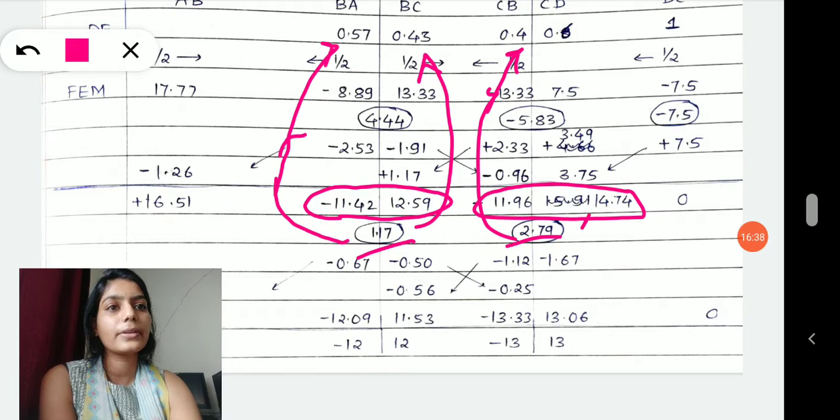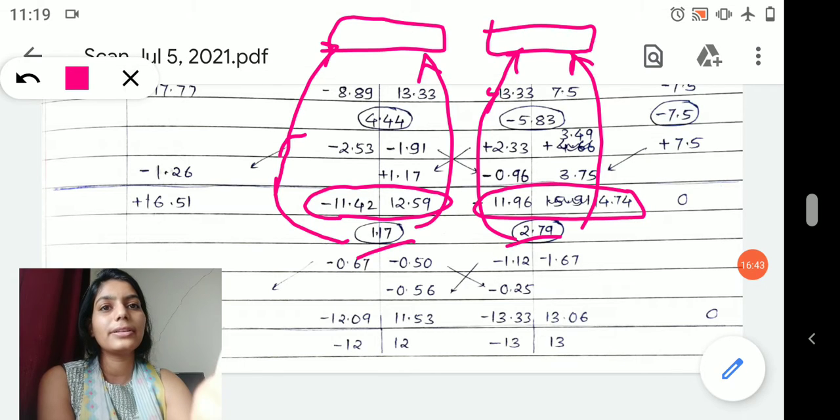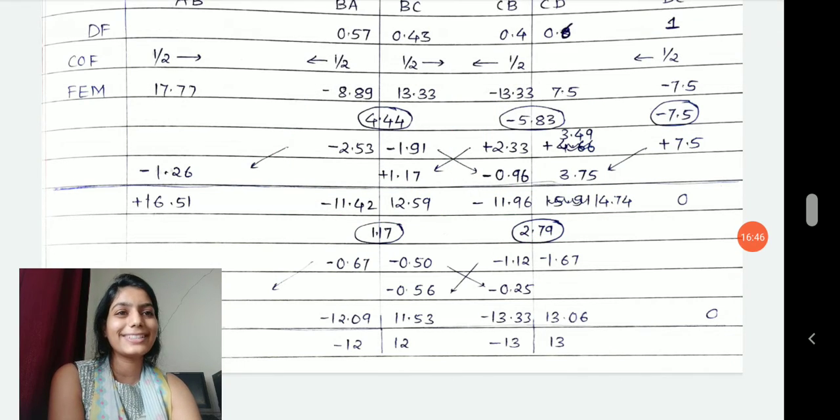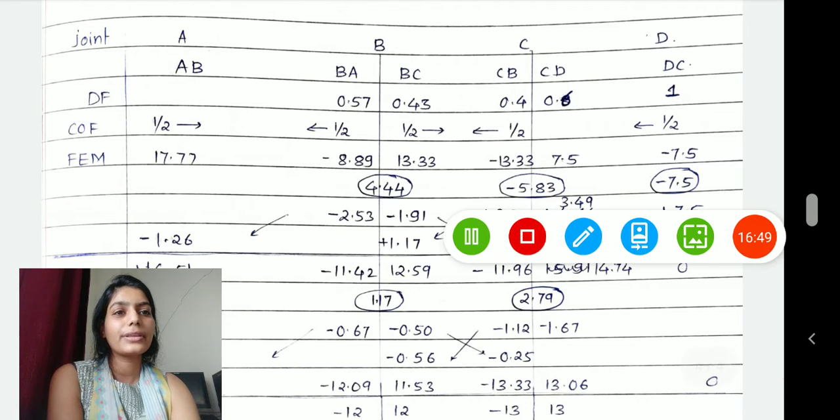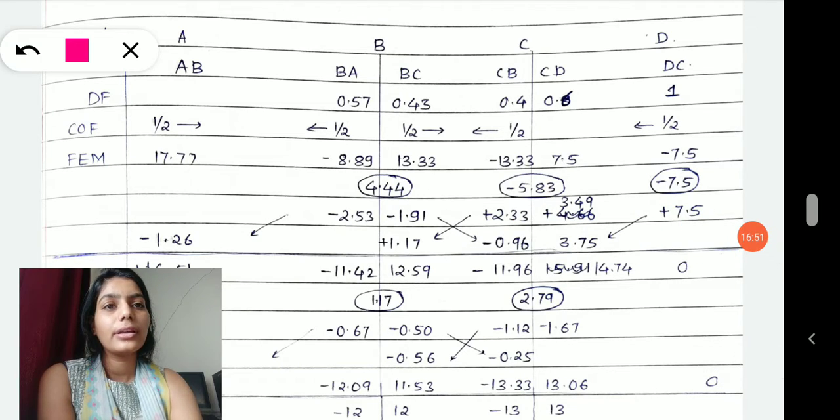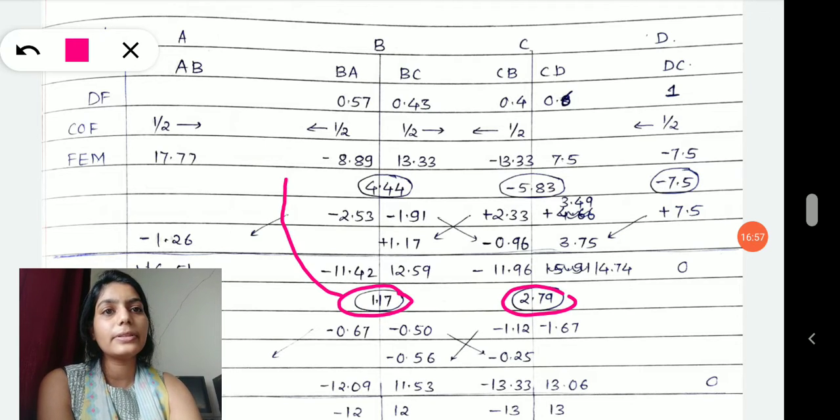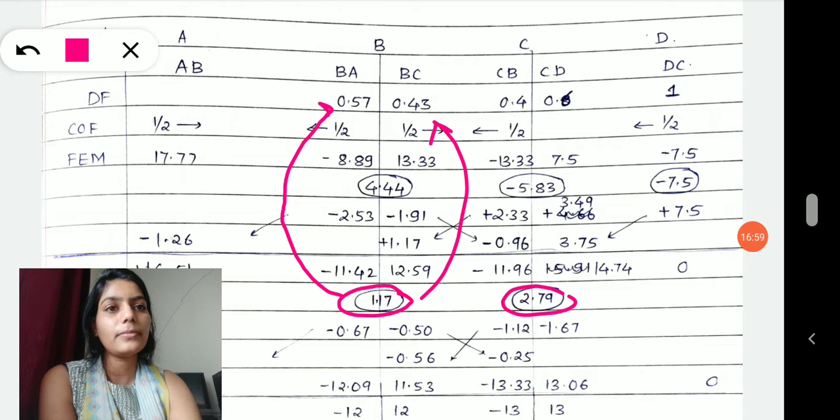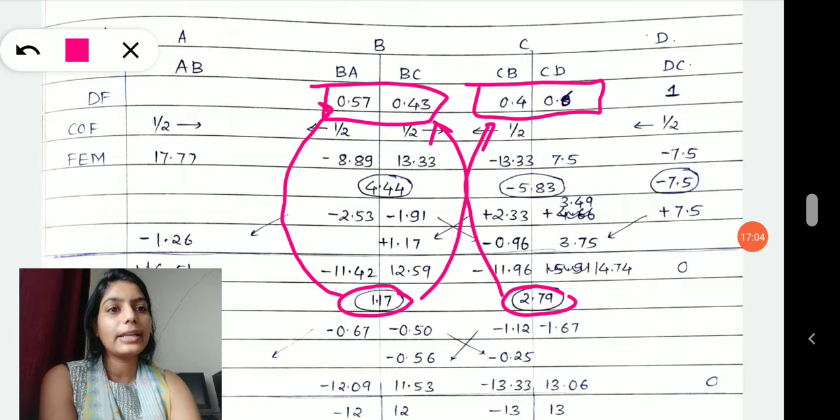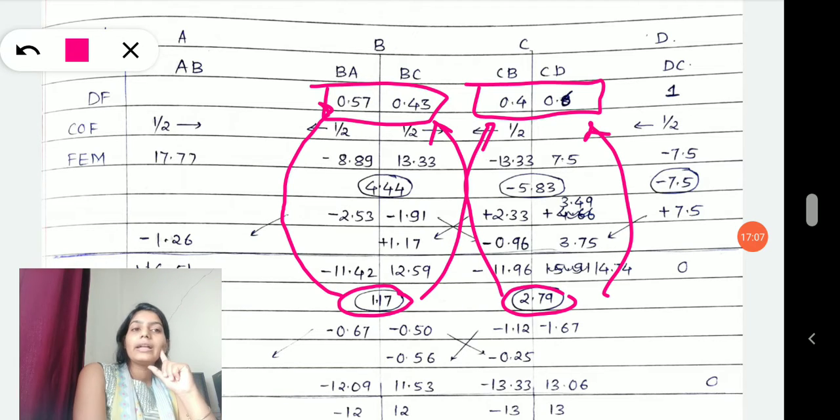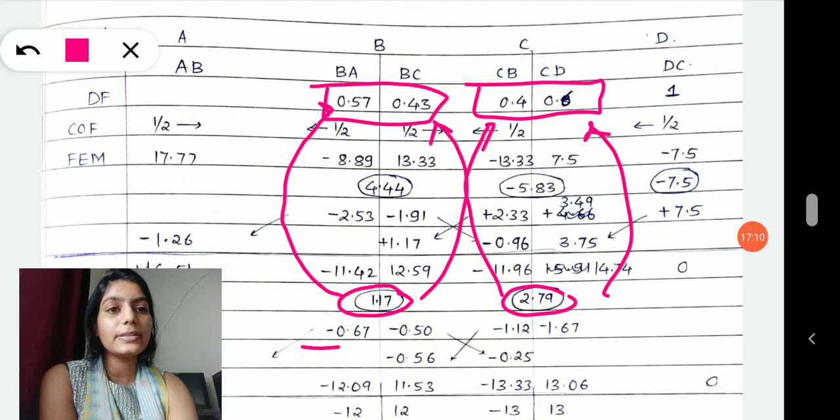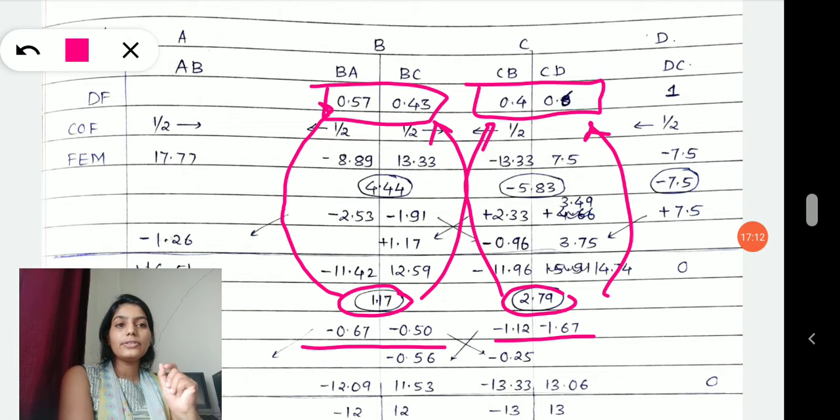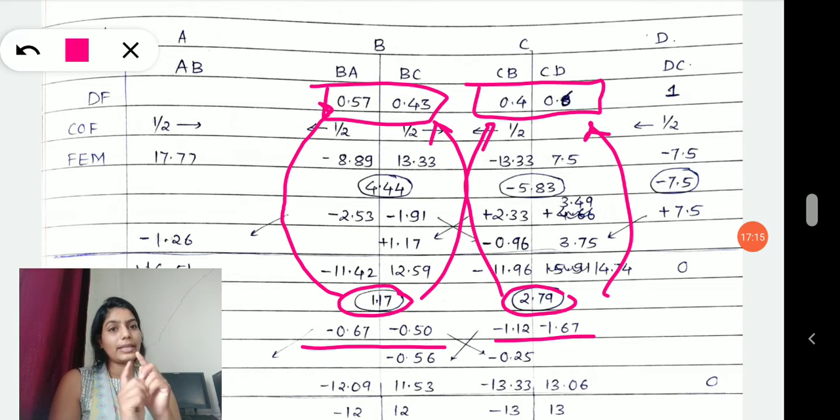Always put the distribution factor in a box so that you will always remember it. Yes, you have a summation here. Multiply it with the distribution factor. Right, put the distribution factor in the boxes so that you can directly identify it. Okay, once you multiply it, change the sign and write it down below. Right, once you write it down below, the next step is taking the carryover.